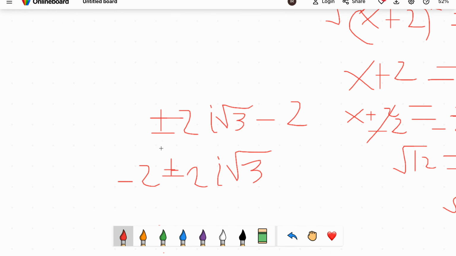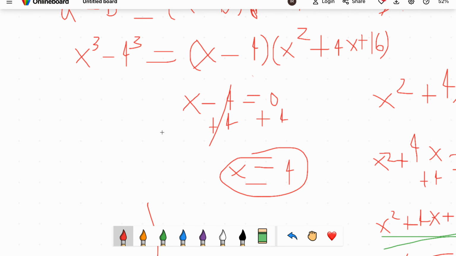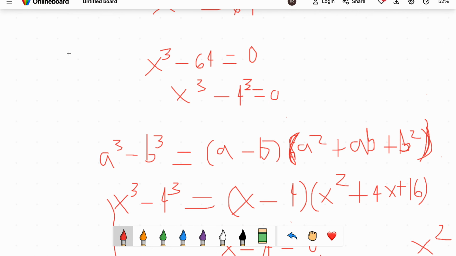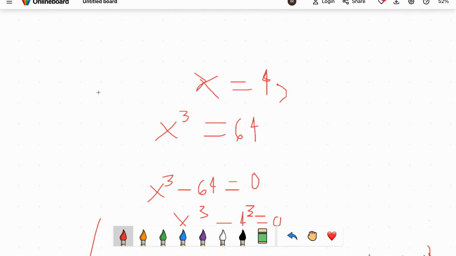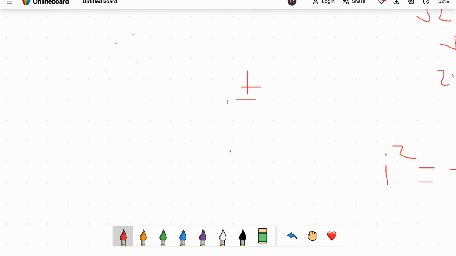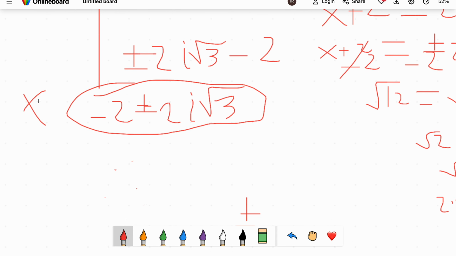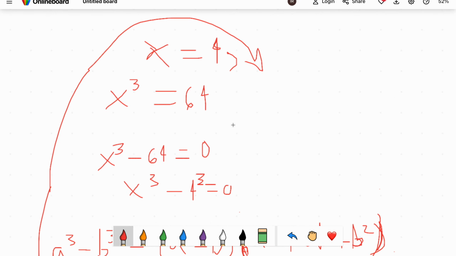So therefore, you can consider this too, right? This is one of the solutions to the problem here, which is to find x. So here's the answer: x equals minus 2 plus or minus 2i times the square root of 3, right? So now we find the values of x.